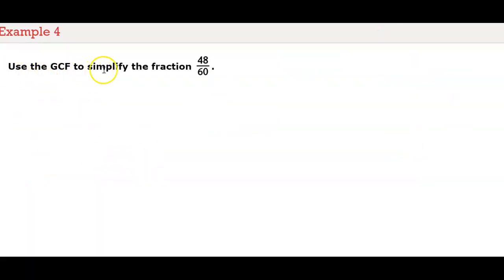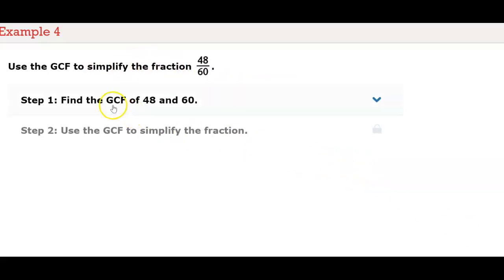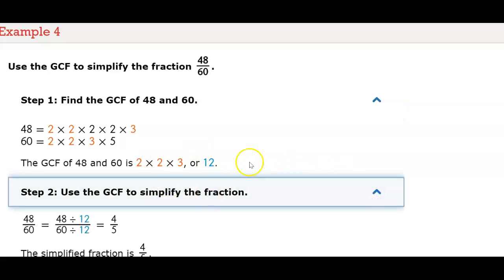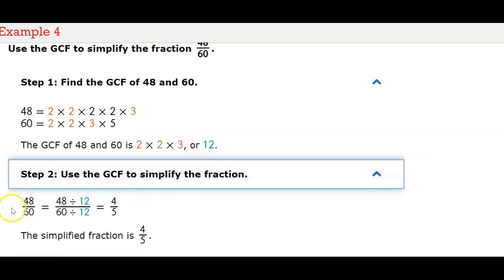Use the GCF to simplify the fraction 48 over 60. Step 1. Find the GCF of 48 and 60. So they use their method of finding the prime factorizations. Then the GCF of both is 12. Use the GCF to simplify the fraction. You have 48 over 60 divided by that greatest common factor to simplify the fraction, and we get 4 over 5.